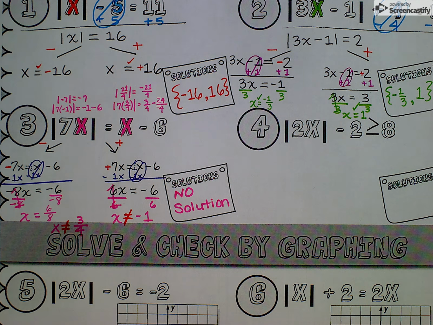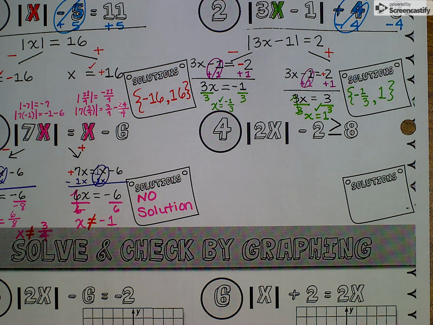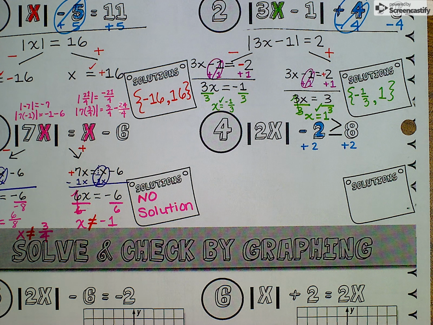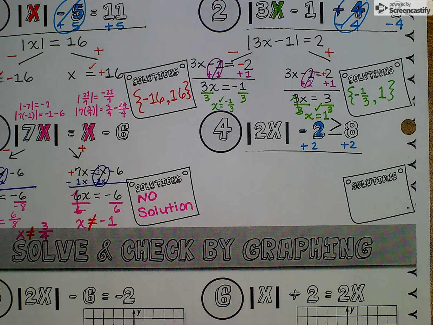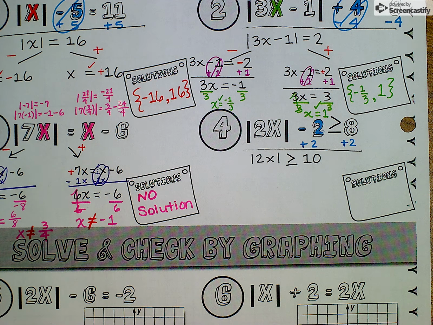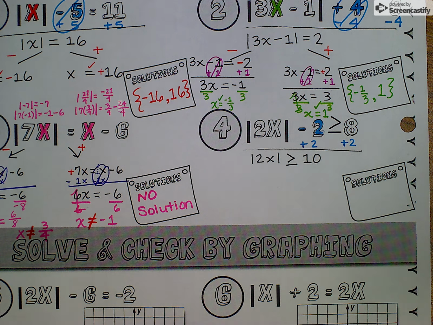Again, step 1, get the absolute value bars alone by adding 2 to both sides, leaving me with, we have something a little different here. The absolute value of 2x is greater than or equal to 10. Because yes, we can do these exact same steps, but with an inequality symbol. So let's see what that looks like.